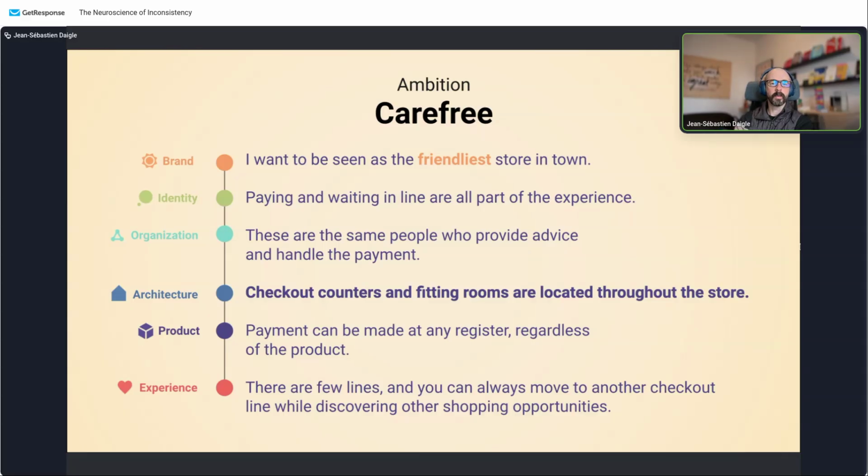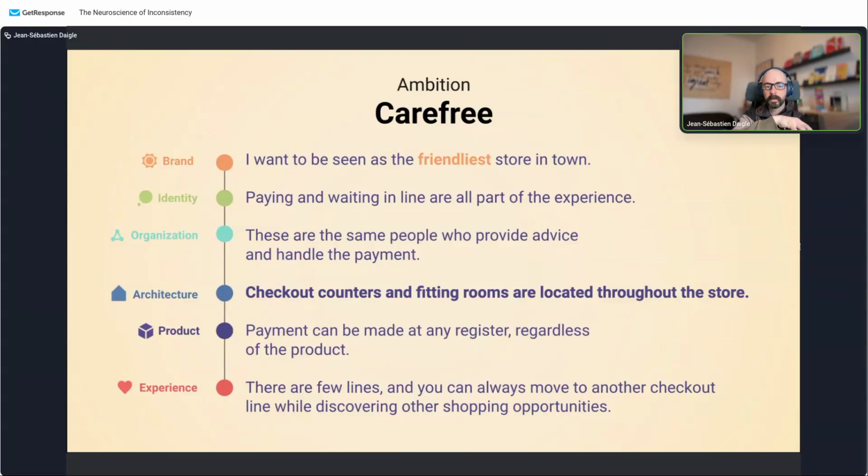You want paying and waiting in line to not be something the queues are part of your strategy. So the people that actually do the service will handle the payment, everything all at once. You'll be taken care of by a real human being. There will be checkout counters and fitting rooms located everywhere, and you can pay anywhere in the store. The payment can be made at any registry regardless of the product.